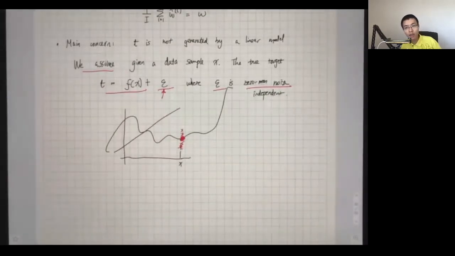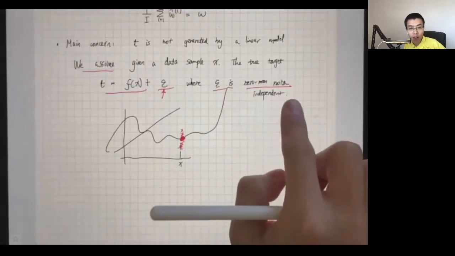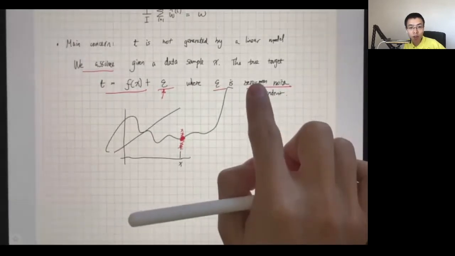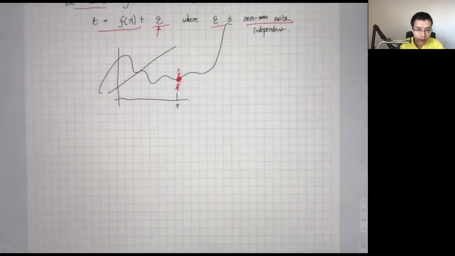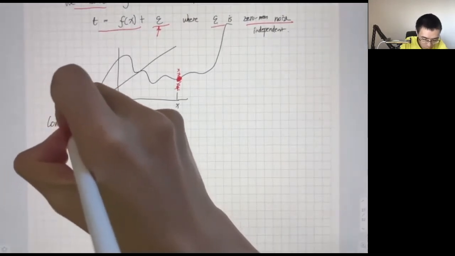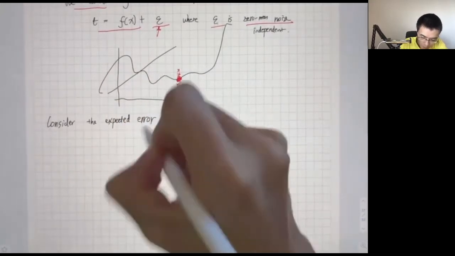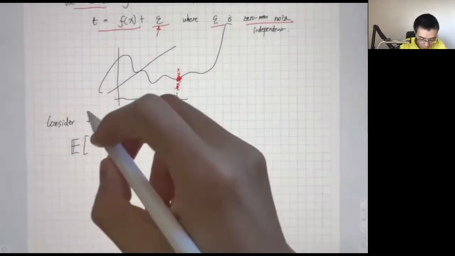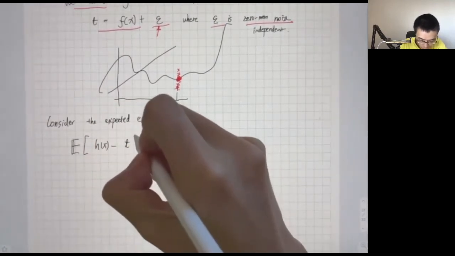Or there's some true randomness, for example, quantum mechanics. You cannot predict the future because there is some true randomness. And the only thing we require is that data samples are independent. And the zero mean I mentioned is not a requirement either, because you can always define f of x to make epsilon zero mean. Now we consider the expected error. I take my expectation over my error, which is my prediction h of x minus my target, t or t of x.